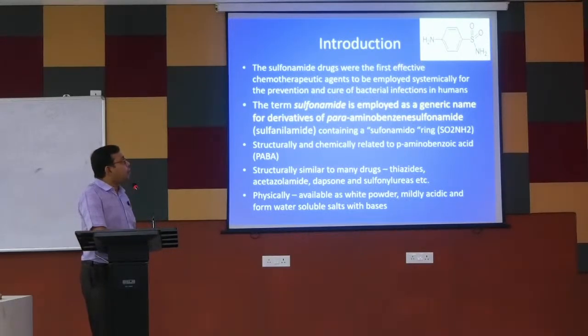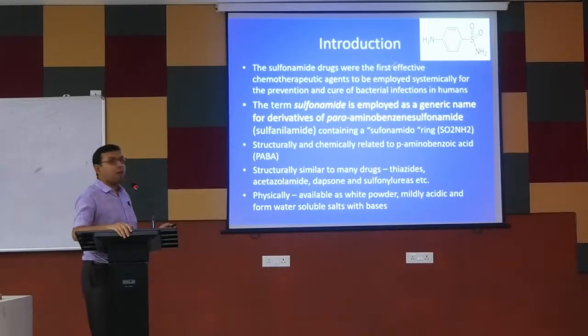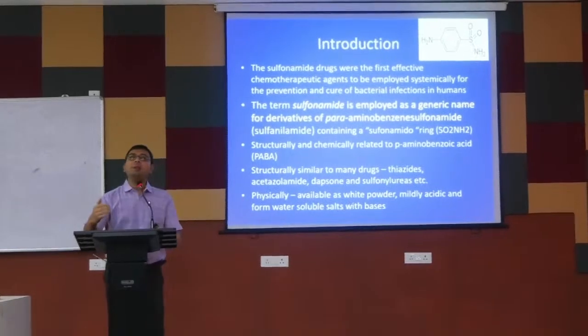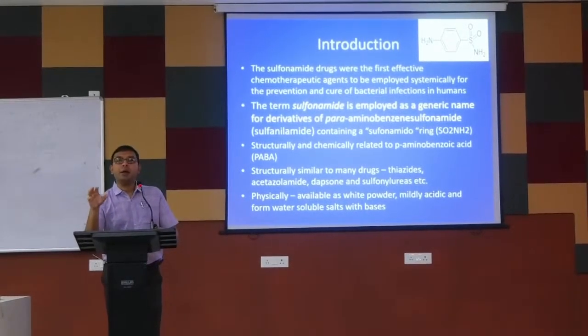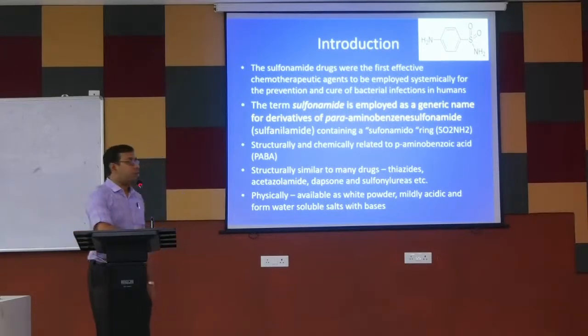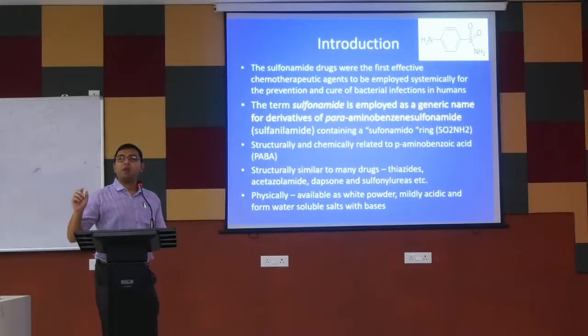Sulfonamide is basically the first effective chemotherapy agent. Before the penicillins came, the sulfonamides came, and they are employed systemically for the prevention as well as treatment of bacterial infections. When some infections happen, we have to kill the bacteria causing the infection. For this, antimicrobial agents came, and one of the first is the sulfonamide. The term sulfonamide is employed as a generic name for derivatives of para-aminobenzene sulfonamide, also known as sulfanilamide.